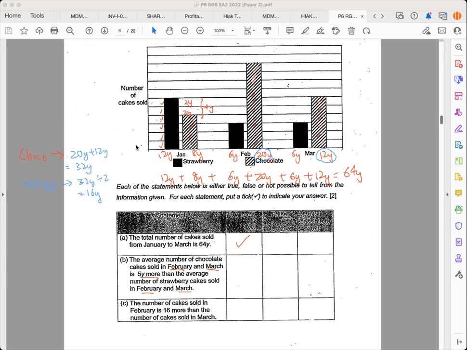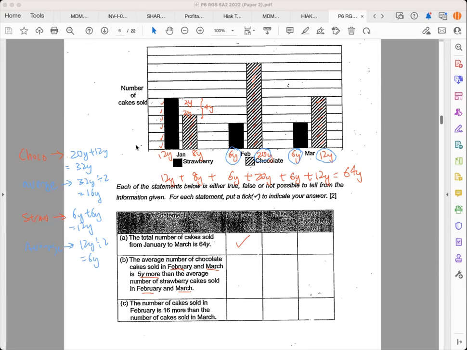Now let's look at strawberries. For strawberries, February is 6y, March is 6y. So it's 6y plus 6y equals 12y. Average, 12y divided by 2, 6y.